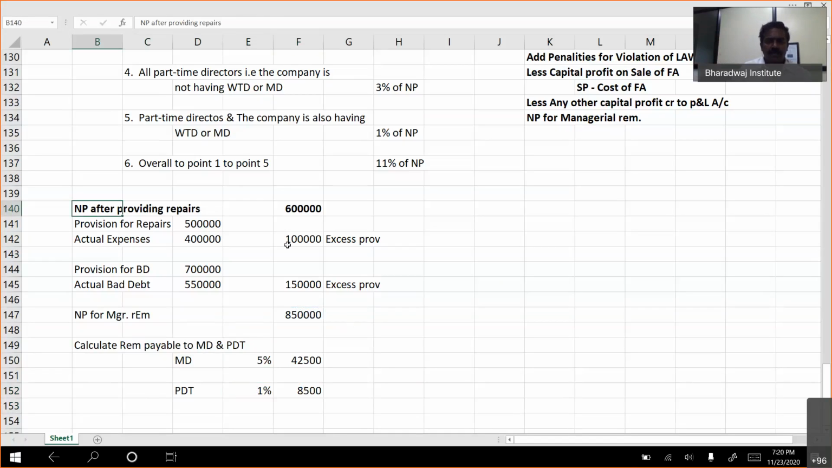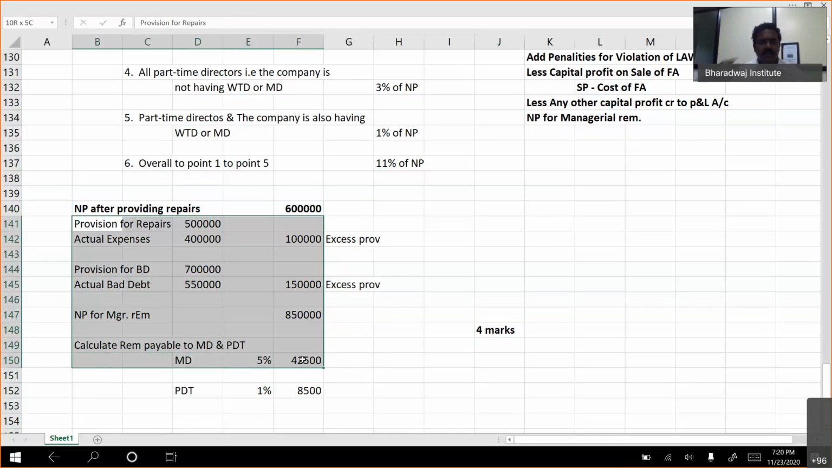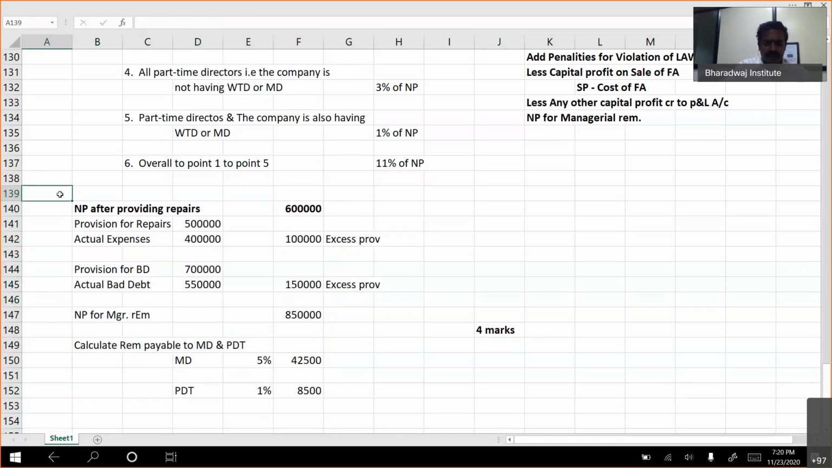So it's a small problem. This can be tested for 4 marks in the exam. This is for remuneration calculation. It's a small problem where we take net profit, we add back various items, then find out for MD 5%, for part-time directors 2%, like that. So this is example 1. You need not copy. This will come to you immediately after this class.